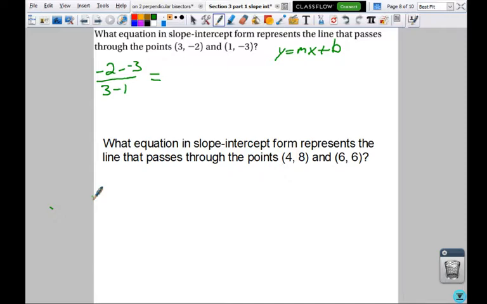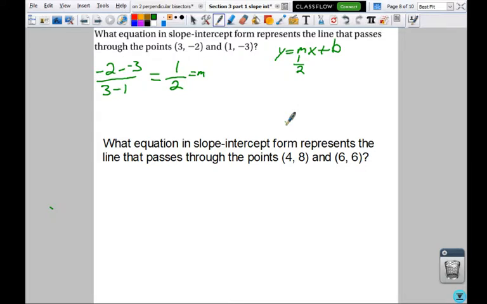Because we are really plussing 3. -2 plus 3 is 1. Over, and then on the bottom, 3 minus 1 is 2. That one was easy. So this is my m. We just found our m, because that's our slope. So my m is 1/2. That's the first part of my problem.